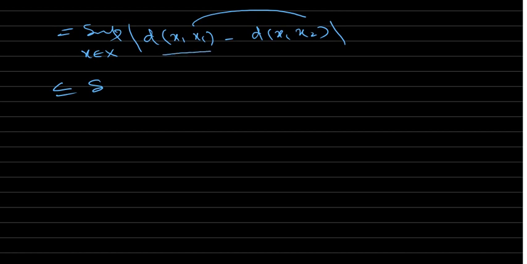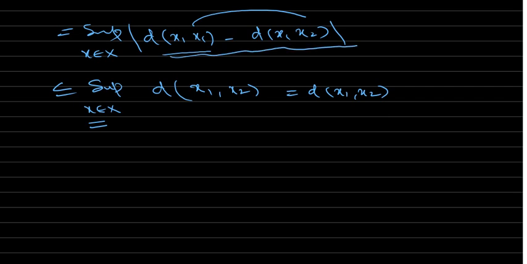Here x1 is a point, and here x2 is a point. Now here x2 is actually a fixed point. Let me write it first. It's the supremum, x belongs to X, of the distance between x1 and x2. Now this is independent of the supremum, so it's equal to the distance between them. If you remember, we have done this: the modulus of f_x(y) is less or equal to d(x, x0), where x0 is a fixed point.